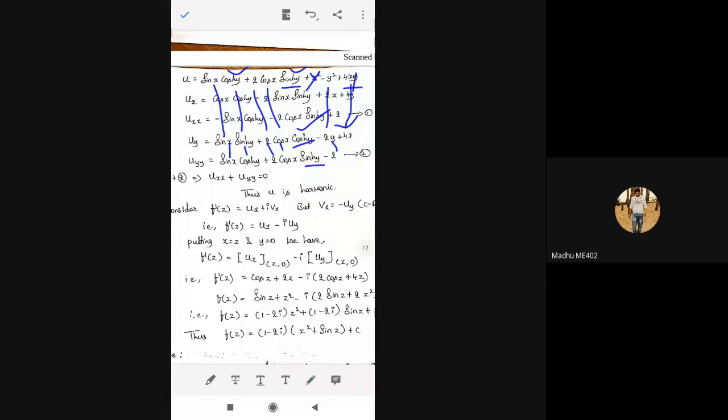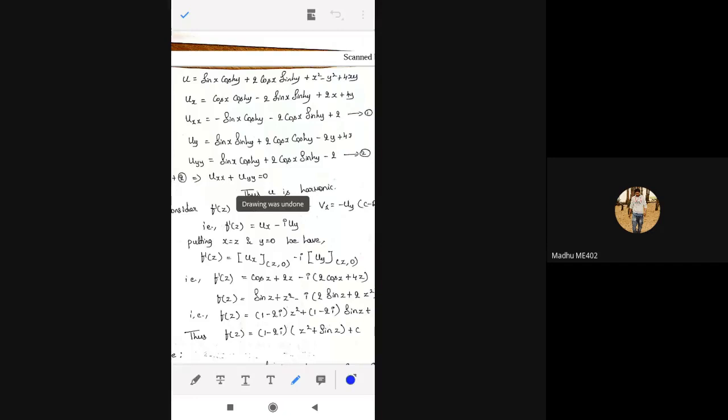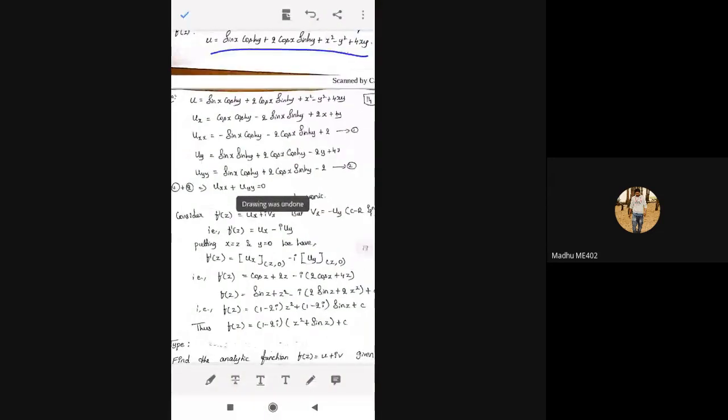Now according to the harmonic property, we need uxx plus uyy. What is in between? Plus, correct? We need to add those two equations, this and this, because of the harmonic property. So on the LHS, if you add equations 1 and 2, we get uxx plus uyy. And I wrote the RHS directly as 0.